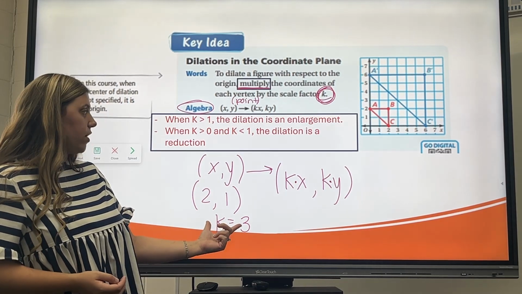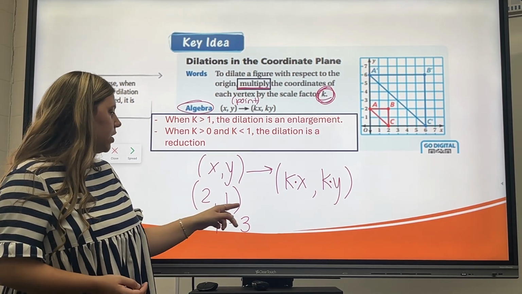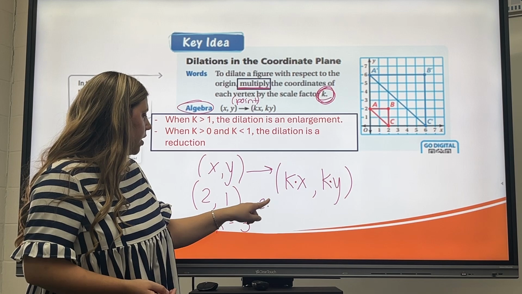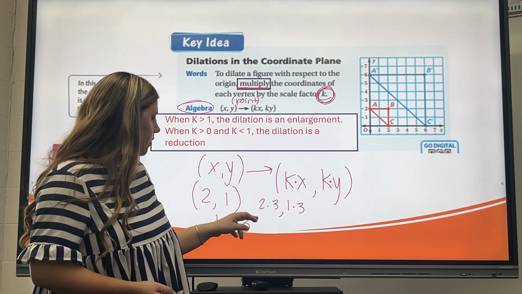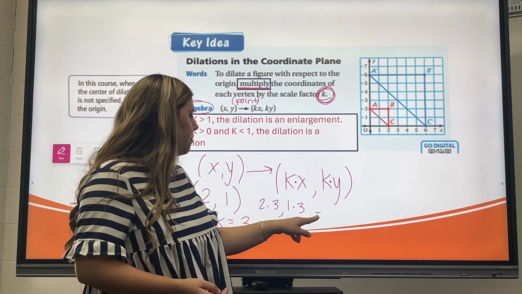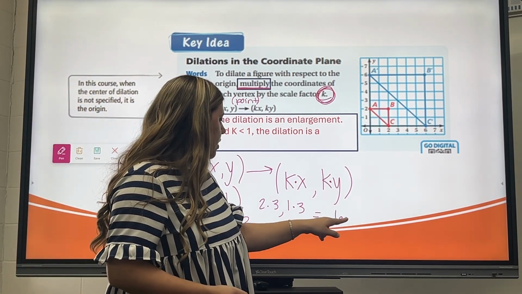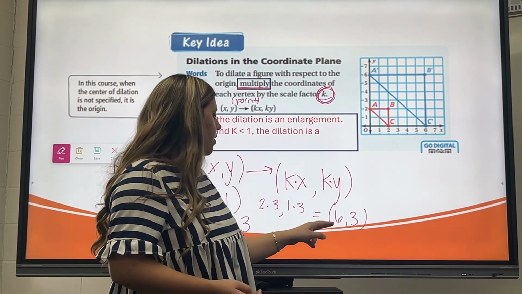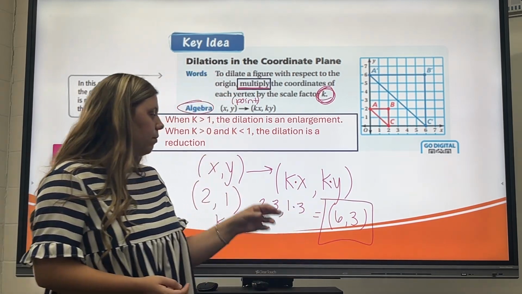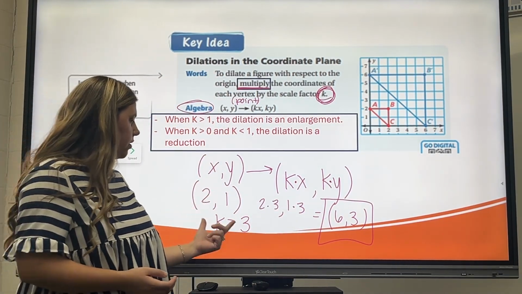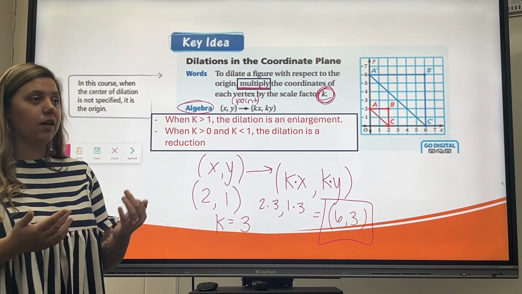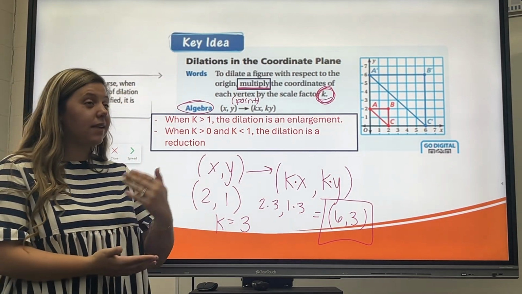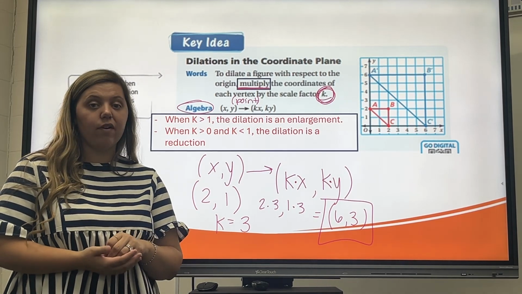So let's say the scale factor here is 3, okay? I'm gonna do 2 times 3 and 1 times 3, okay? That's the math behind it, to get my new point of (6, 3). So the dilated point, (2, 1) made 3 times larger, is (6, 3). Okay, so that's what's happening here. We're just taking every single x and y and multiplying it by the scale factor.